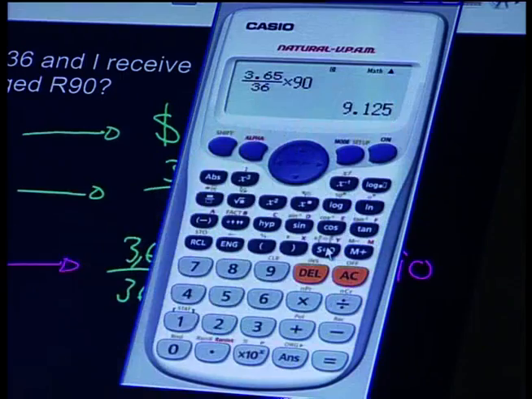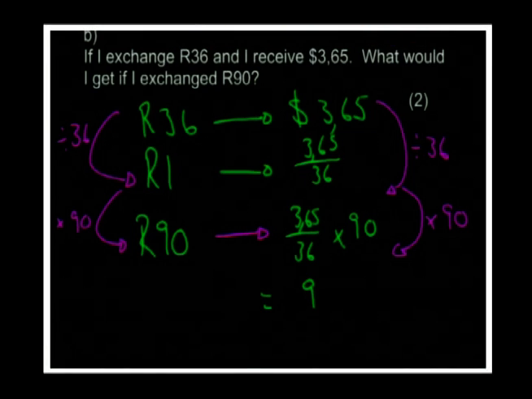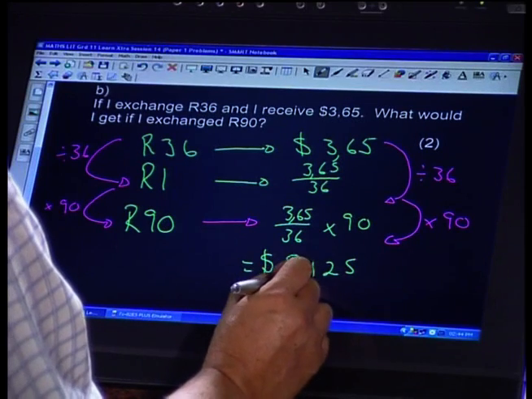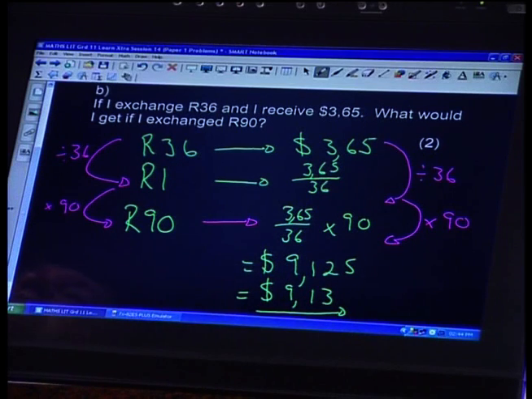We now land up with an answer of 9.125. So this is now 9,125. 9,125 what? 9,125 dollars. But the dollar works very similar to the Rand. Okay? It's also got 100 cents in the Rand. So I'm actually going to round that. I've got 9,13 dollars. So that's what the 90 Rand is going to give me. Sure, there were a lot of steps to that question, hey?